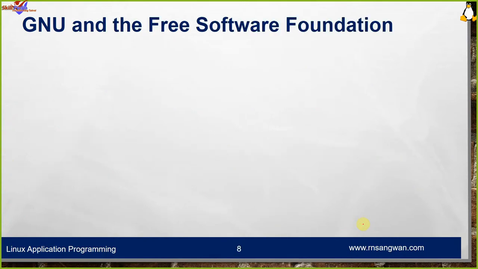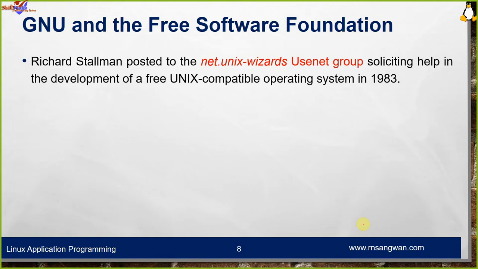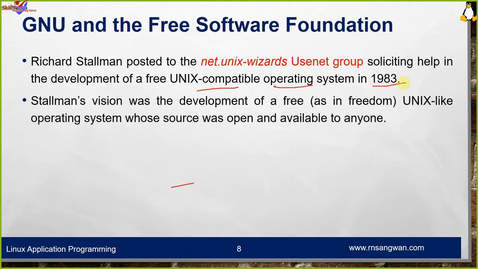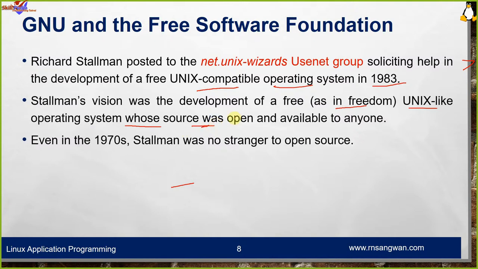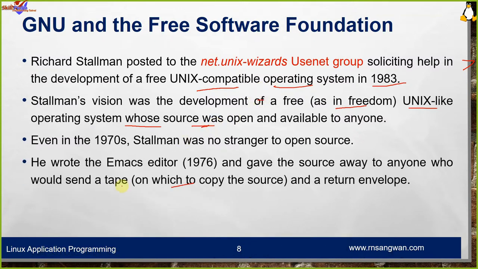GNU and the Free Software Foundation. Richard Stallman posted to the net.unix-wizards USENET group soliciting help in the development of a free Unix-compatible operating system in 1983. Stallman's vision was the development of a free, as in freedom, Unix-like operating system whose source code was open and available to anyone. Even in the 70s, Stallman was no stranger to open source. He wrote the Emacs editor in 76 and gave the source away to anyone who would send a tape and a return envelope on which to copy the source.